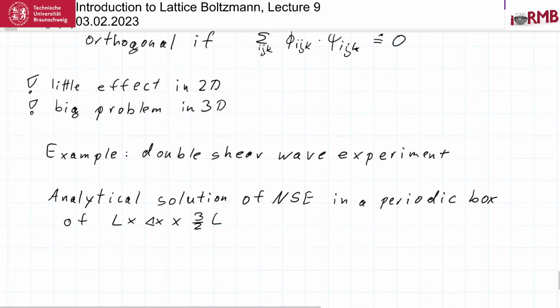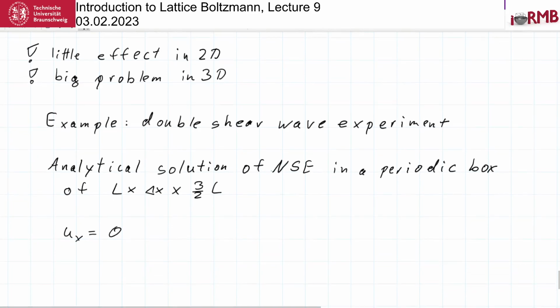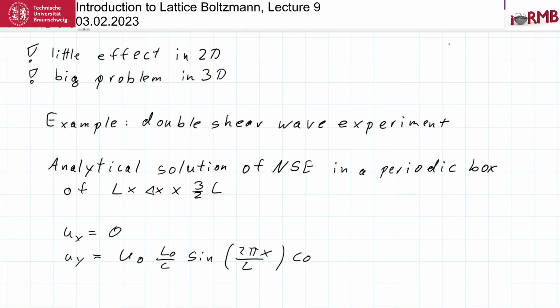The reason why it's three-dimensional is the following. We set ux to 0. We set uy to u0, L0 divided by L, sine 2 pi x over L, cosine 4 pi z over L. So this is the velocity in the y direction. This varies in x and z. So this is why it's three-dimensional.